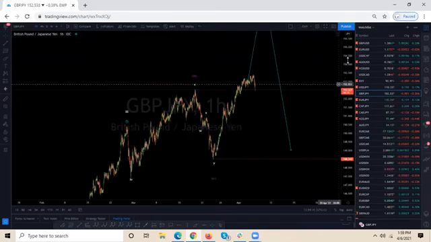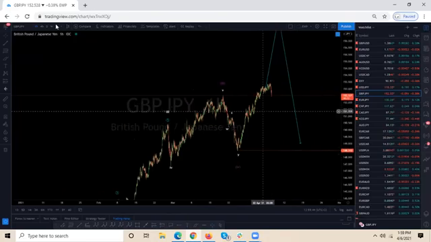All right, okay, let's move on now. Now let's look at pound yen, starting from the weekly time frame.